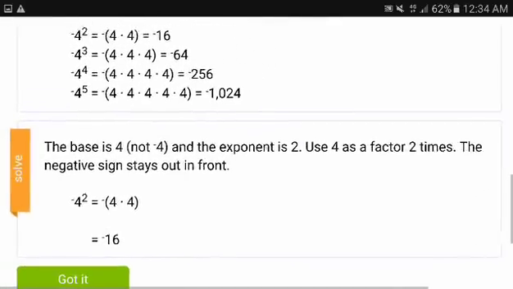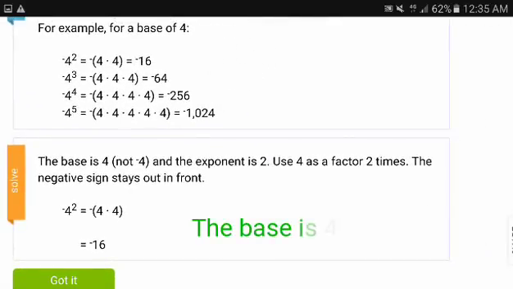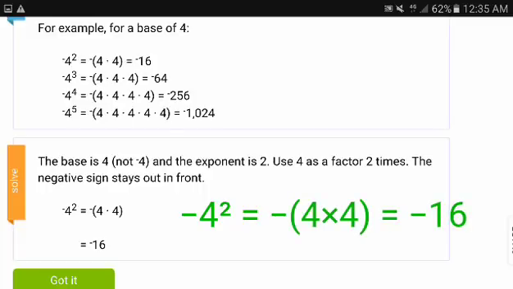The base is 4, not negative 4, and the exponent is 2. Use 4 as a factor 2 times. The negative sign stays out in front. So negative 4 raised to 2 is equal to negative, outside, 4 times 4, so that is negative 16.